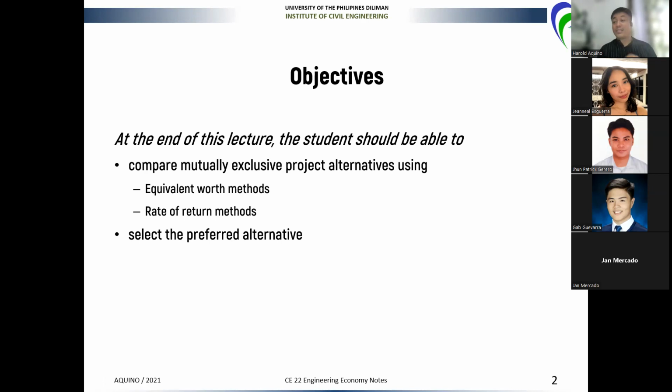So at the end of this module, we expect for you to be able to compare mutually exclusive project alternatives using equivalent worth methods and also using rate of return methods. Basically, you should be able to select a preferred alternative given a decision problem with multiple mutually exclusive options.